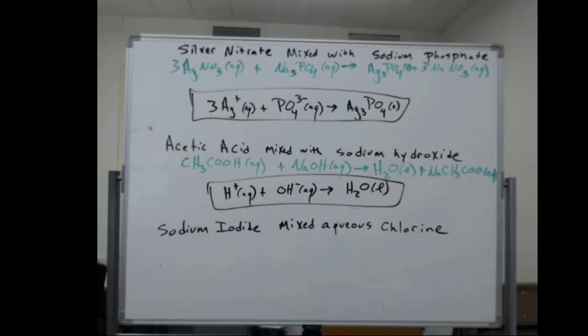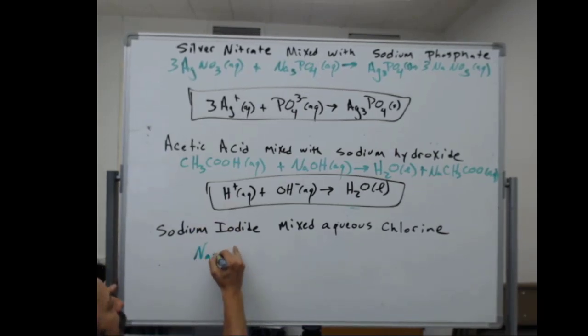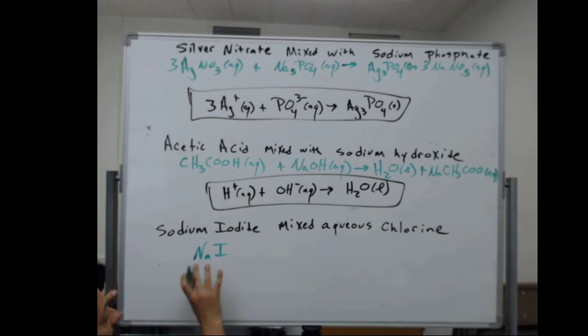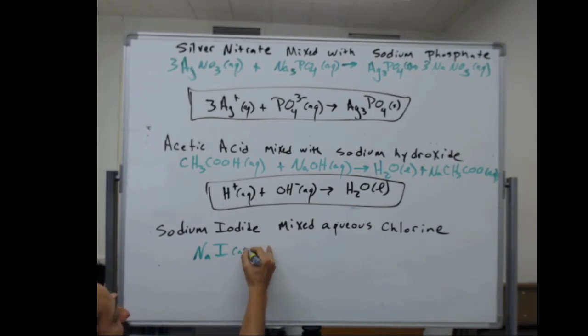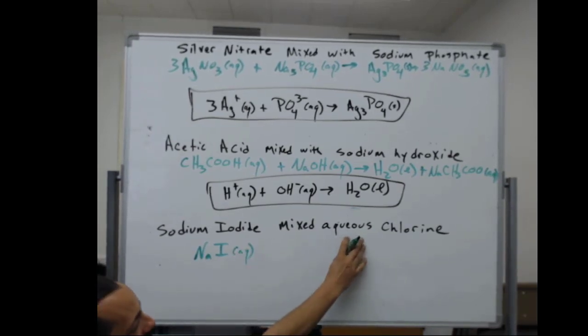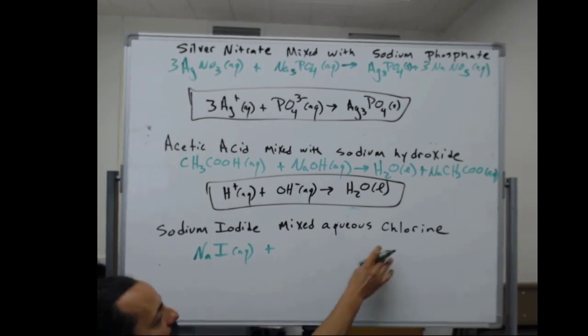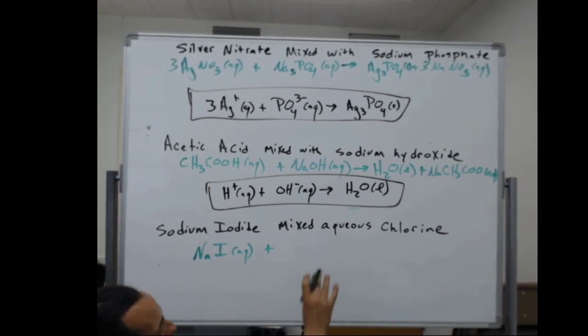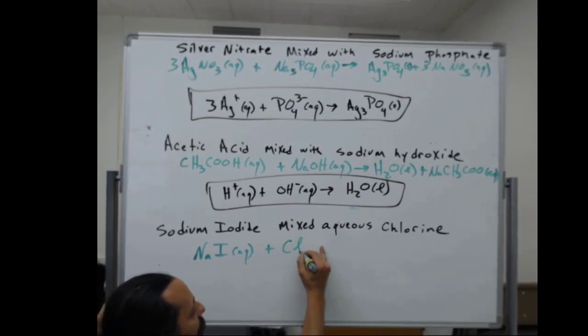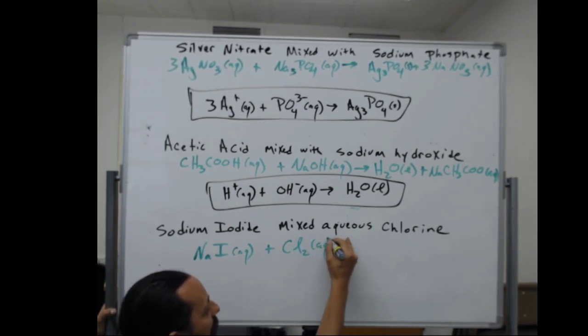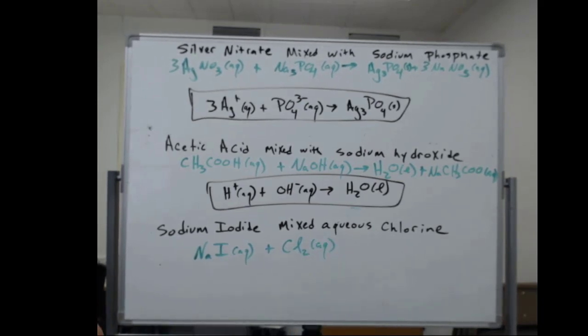Sodium iodide mixed with aqueous chlorine. So we've got our sodium iodide. Sodium compound is going to be aqueous. Notice here they give us the state of matter. Chlorine is typically a gas. We have to be given the state of matter to get the fact that this is Cl2 aqueous. Otherwise, I would have assumed it was a gas, but it specifically says aqueous chlorine.